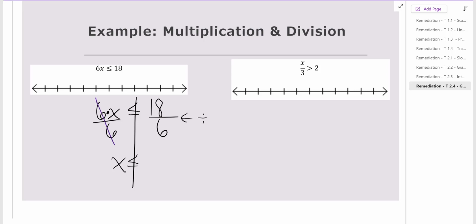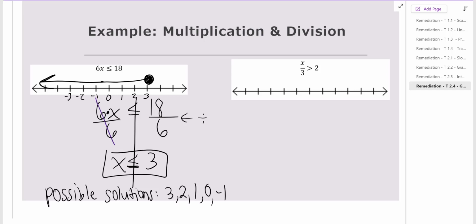And don't forget, this is division. So 18 divided by 6 is 3. So I have 0, 1, 2, 3, negative 1, negative 2, negative 3. So this is closed, está cerrado, porque hay una línea abajo en el símbolo y está a la izquierda. Okay, so we have a closed point because there's a line below the symbol and in the direction of left. Okay, the possible solutions are 3, 2, 1, 0, negative 1, and all the way down.